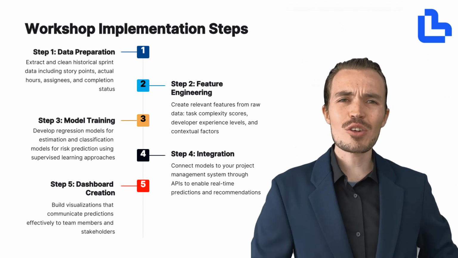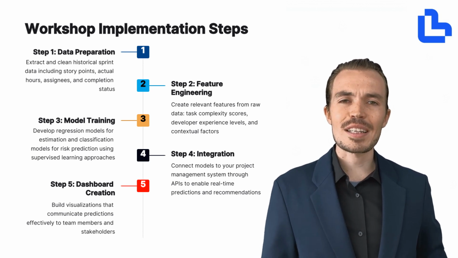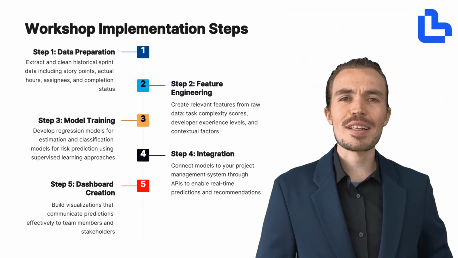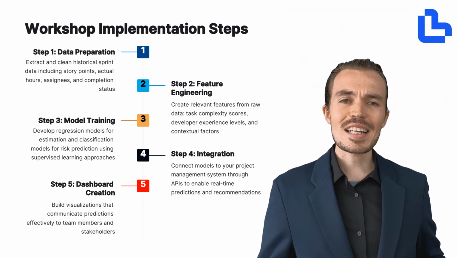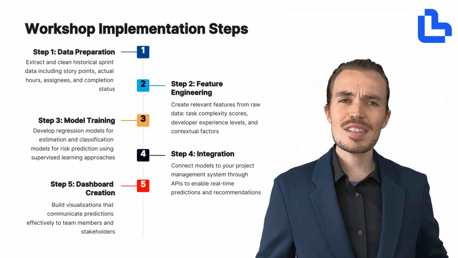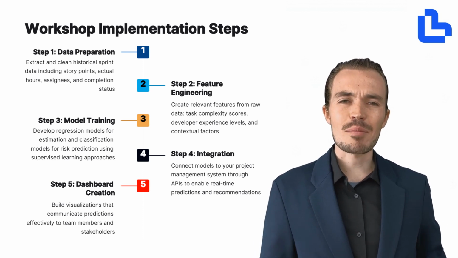Step 2 is feature engineering. Here you'll transform raw data into meaningful inputs for your models. This might include calculating task complexity scores, mapping developer experience levels, and incorporating contextual factors like sprint length or external events. The goal is to give your model the richest possible understanding of what influences sprint outcomes.